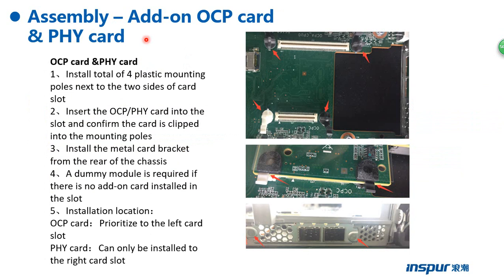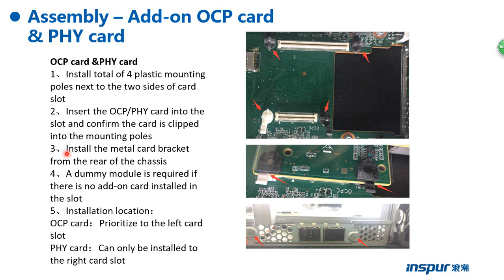This page shows installation of the OCP card or the FE card. Step one, install the total of 4 plastic mounting posts next to the 2 sides of the card slot. The 4 plastic posts. Insert the OCP or the FE card into the slot and confirm the card is clipped into the mounting posts.